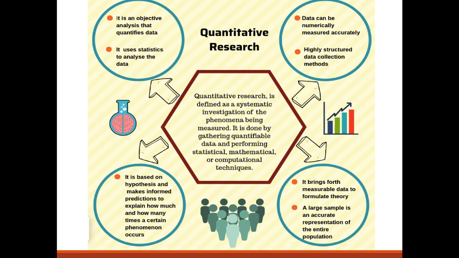So how do you prove whether your statement is correct or not? Of course by using empirical evidence. When you have numbers, it's easy for you to prove your hypothesis. So data can be numerically measured accurately, and a highly structured data collection method is required for quantitative. When we talk about qualitative, as I said last time, the sample size does not need to be very large. But for quantitative research, you need an appropriate sample size. That means you have to really calculate how many respondents you need for your research. And it brings forth measurement data to formulate theory. So you get the data, and then from the data, either you prove your theory or you come up with another theory. So this is the quantitative research that we are looking into.